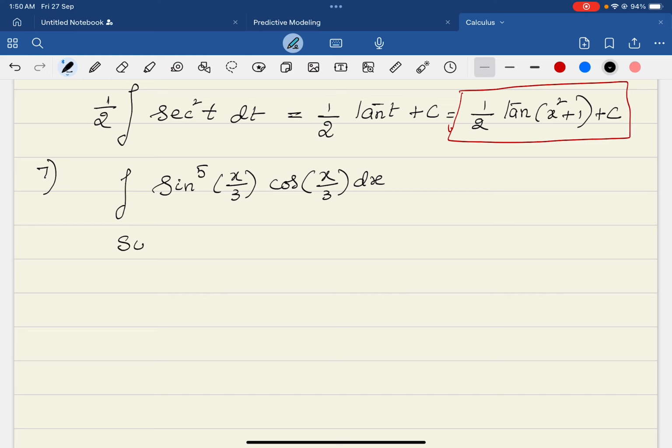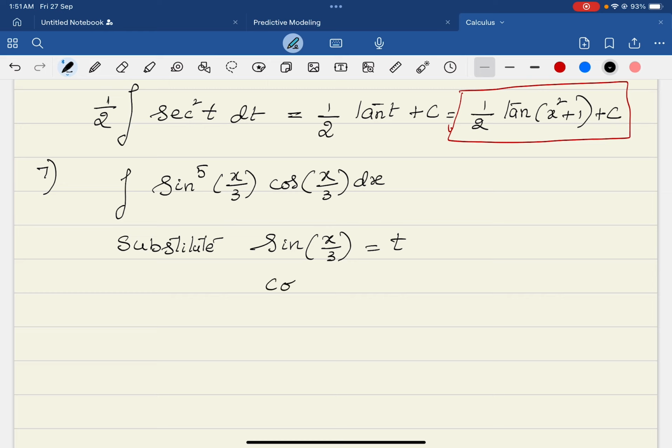Let us substitute. Now here you should understand one thing. Whenever there is a power like this, that function you are going to take as the substitution. Is it clear? When the power is there, the derivative of sine is cosine, which is present there. If you take cosine, you get a minus sign, and that minus sign cannot be split. So you take the substitution as sine where the power is there, so that cosine you can write easily. So now substitute sine of x by 3 as t.